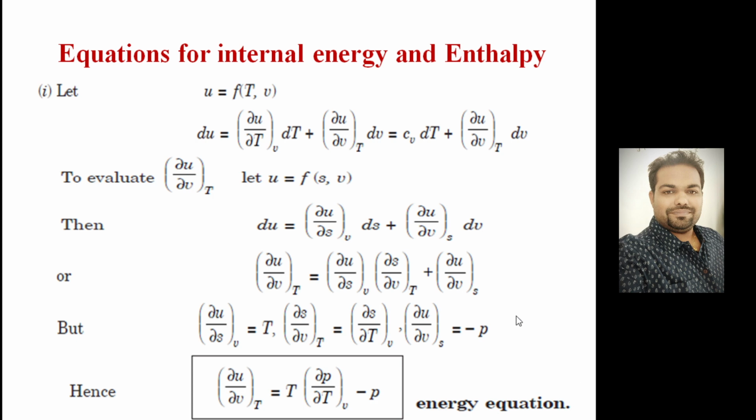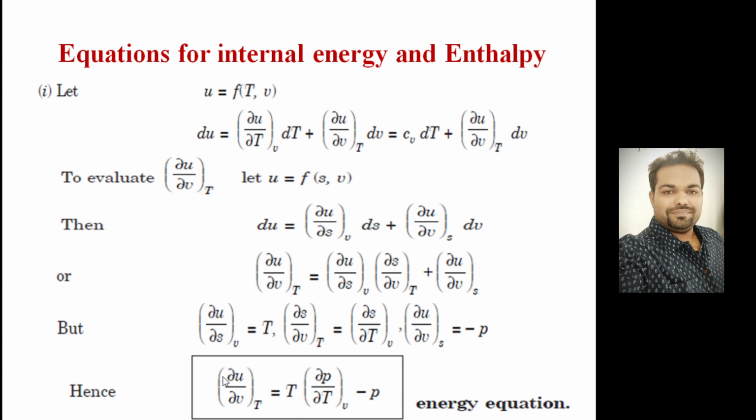So du is equal to minus P into dV, right? If you differentiate u with respect to V, you get only minus P. So this is the minus P which you got. Now substitute all these values back here, you can get ∂u/∂V at T is equal to T into ∂P/∂T at V minus P. So this is the value of ∂u/∂V at T.